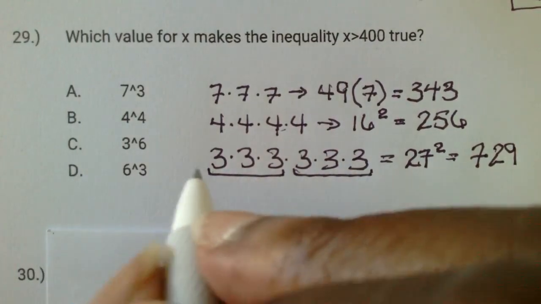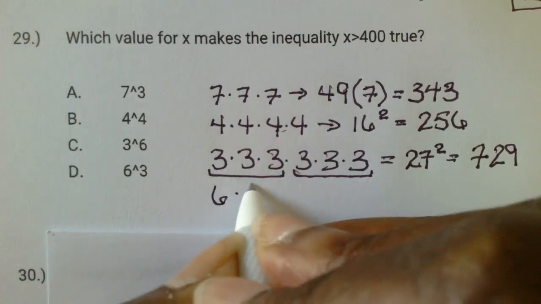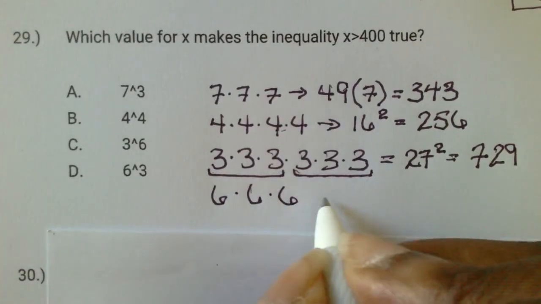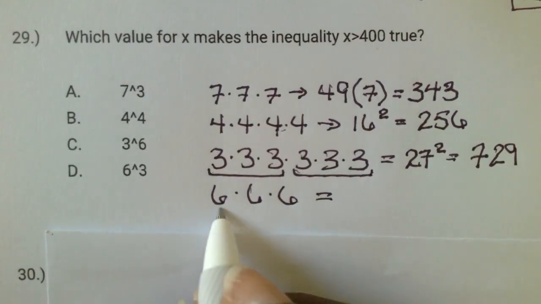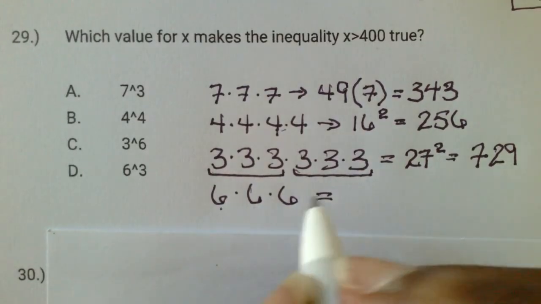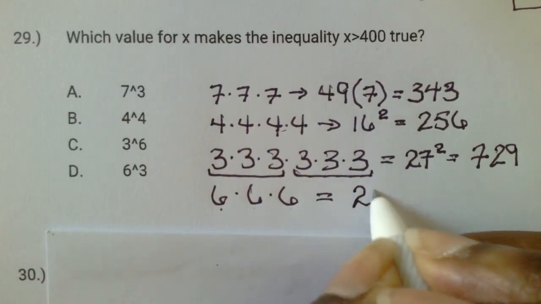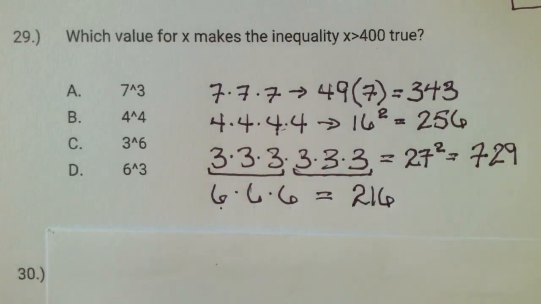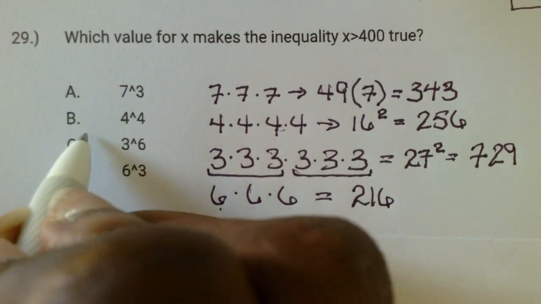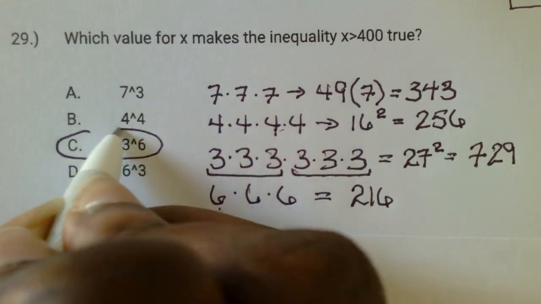Okay, and then for your 6's, I know 6 times 6 gives us 36, and 36 times 6 will give me 216. So your answer is going to be C.